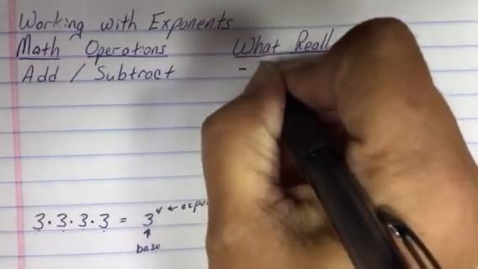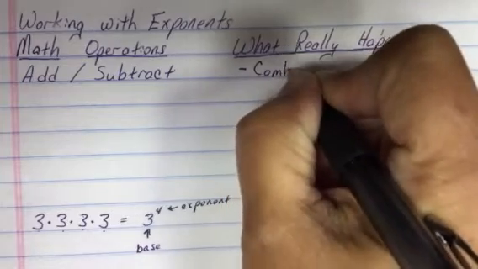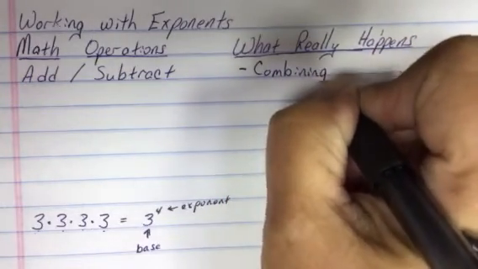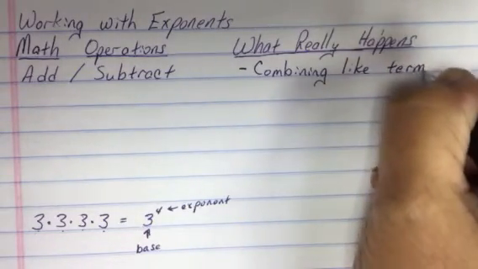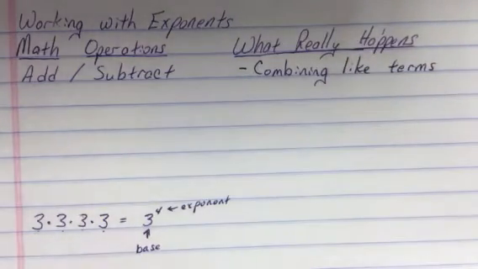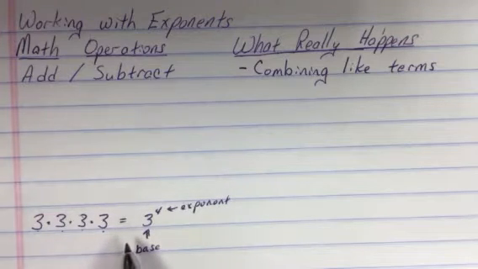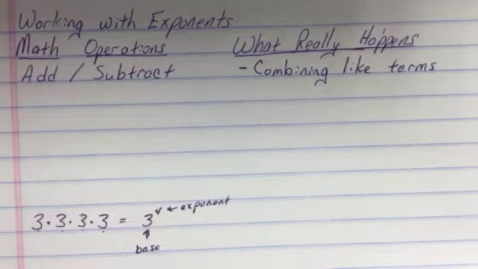What's happening is you're combining like terms. In other words, the base actually does the adding and subtracting if and only if... or I shouldn't say base, the coefficient, sorry. The coefficient, or the leading number, is what does the math, while the base and exponent do not do anything. They just have to be identical. They act more like a label.